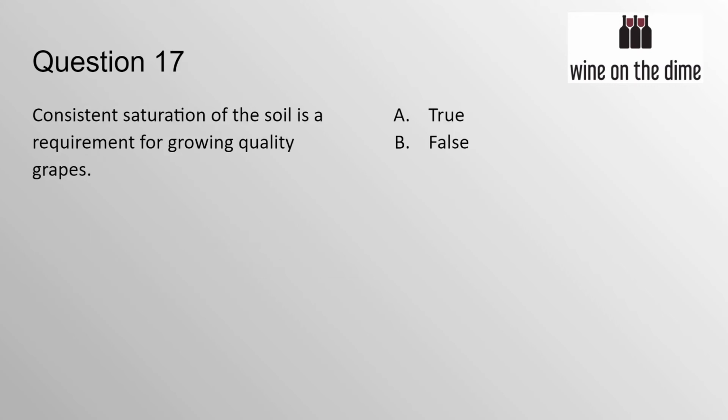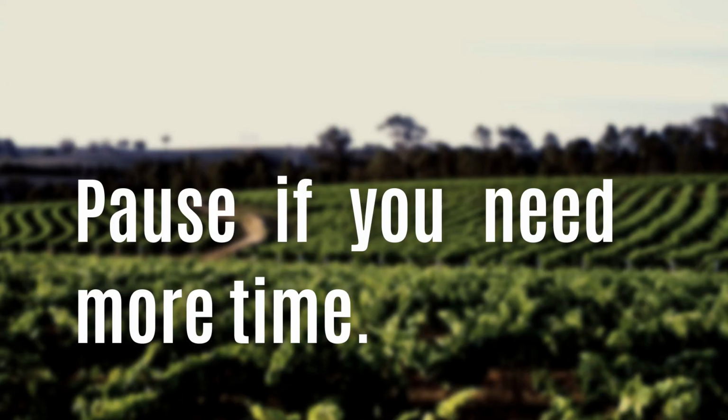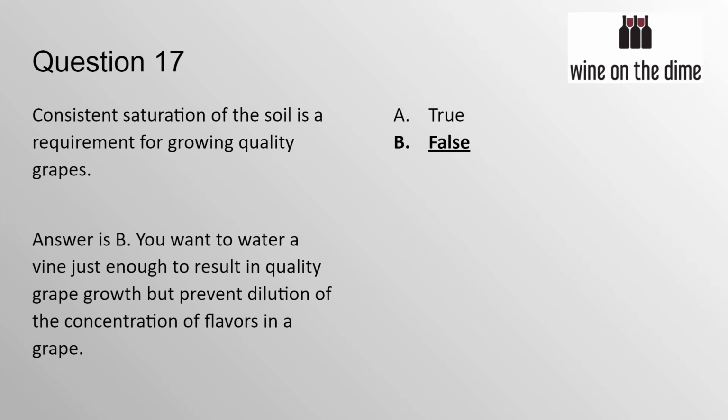Question 17. Consistent saturation of the soil is a requirement for growing quality grapes. True or false? The answer is B. You want to water the vine just enough to result in quality grape growth, but prevent dilution of the concentration of the flavors in the grape. Remember, stress. The whole winemaking process is about stress. Stress in planting, stress in management, stress in harvest, stress in winemaking, stress in marketing and sales. Everything is about stress when it comes to wine.